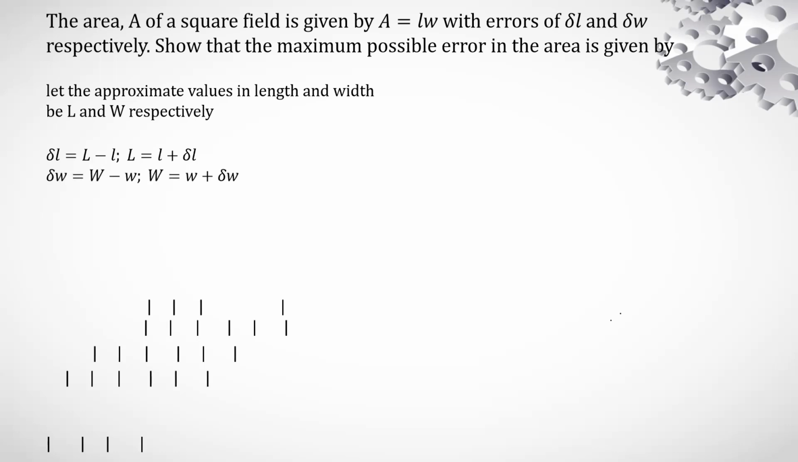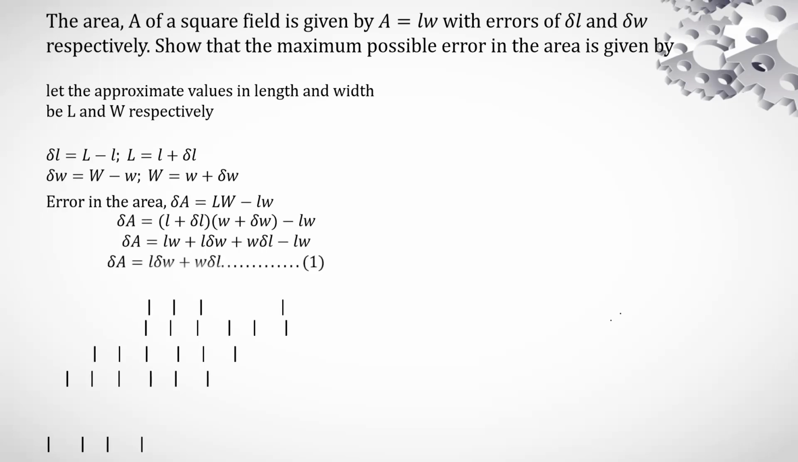So if it is the area, what is the error in the area? The error in the area will be the difference between the approximated area and the actual area. And when you substitute respectively, you end up with your error in the area as L delta W plus W delta L, and that's our equation 1. I call it equation 1 for a reason we're going to see.